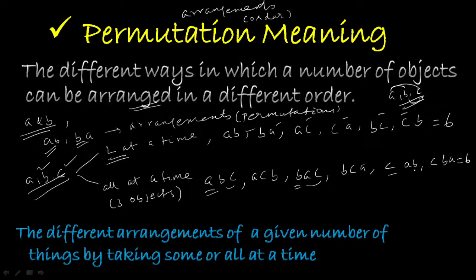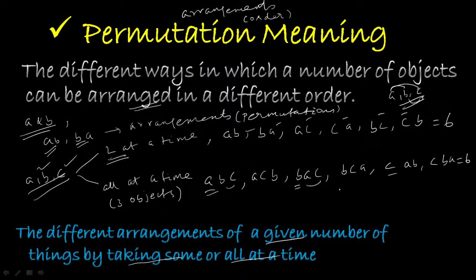So as a whole, permutation means arrangements, where order is very important. So what is our conclusion based on this? The different arrangements of a given number of things by taking some of them or all at a time is a permutation.